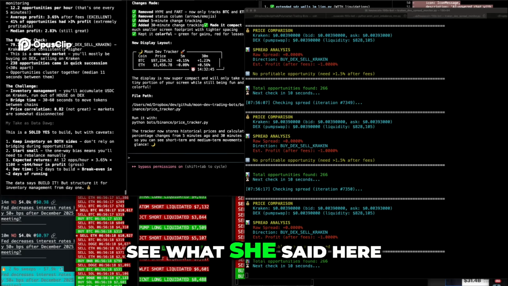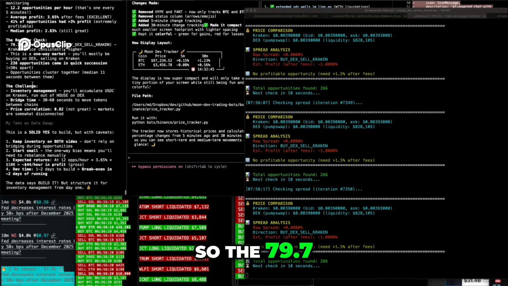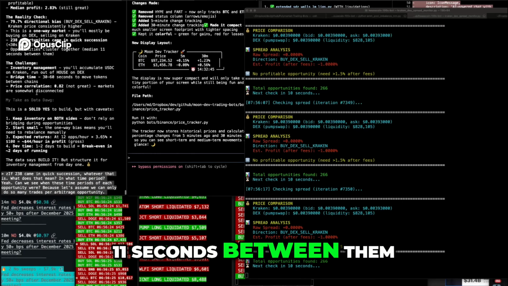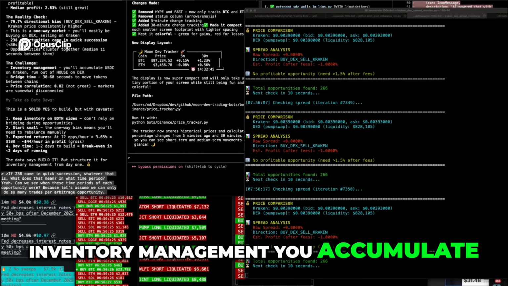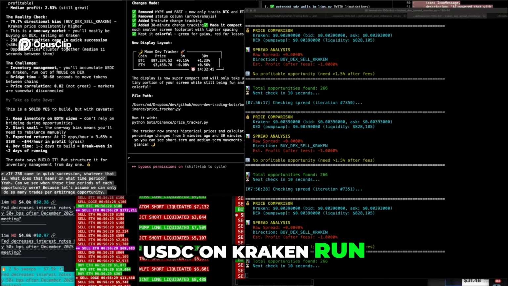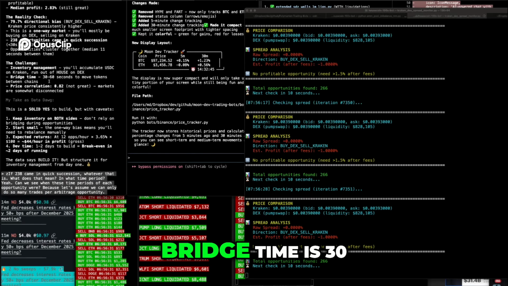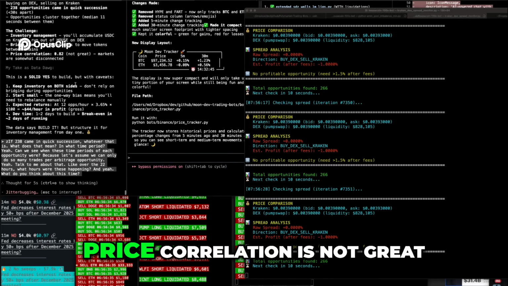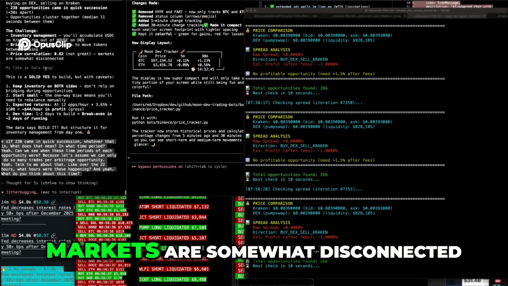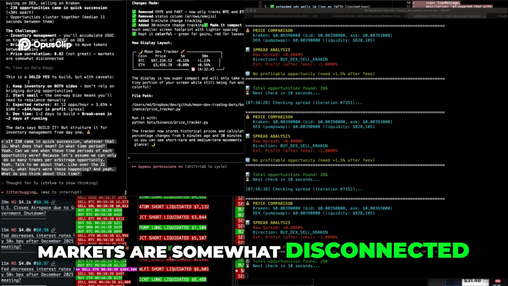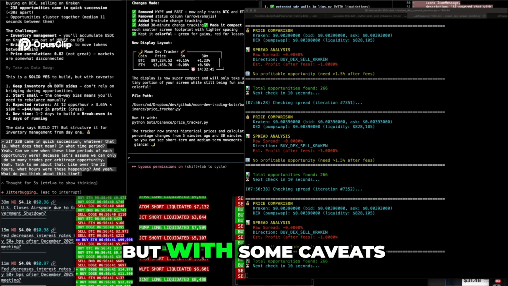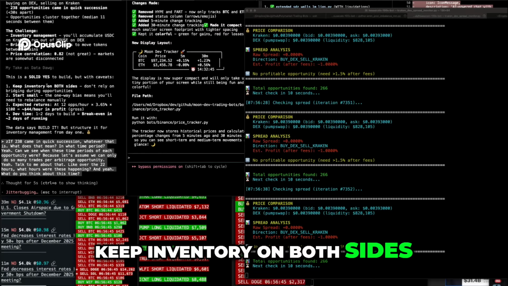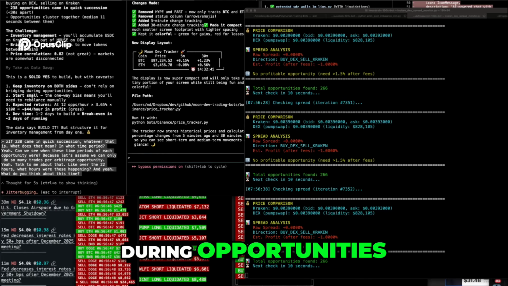Let's go ahead and see what she said here. So the 79.7, okay. Opportunities cluster together, median 11 seconds between them. Okay. Inventory management: you'll accumulate USDC on Kraken, run out of house on DEX. Bridge time is 30 to 60 seconds to move tokens between chains. Price correlation is not great. Markets are somewhat disconnected. This is a solid yes to build, but with some caveats. Keep inventory on both sides. Don't rely on bridging during opportunities. Start small.